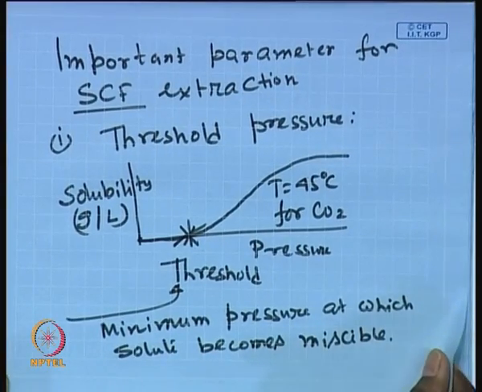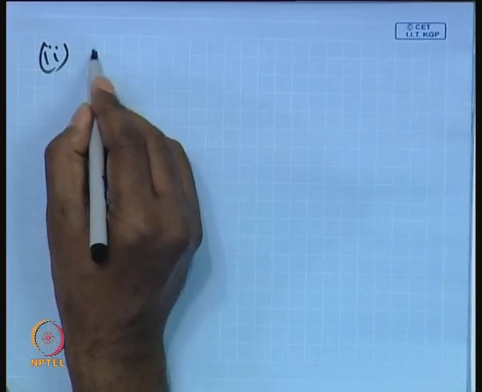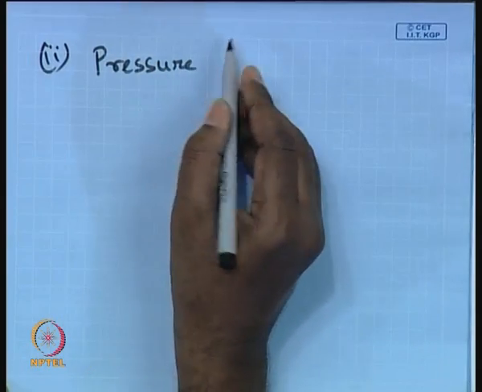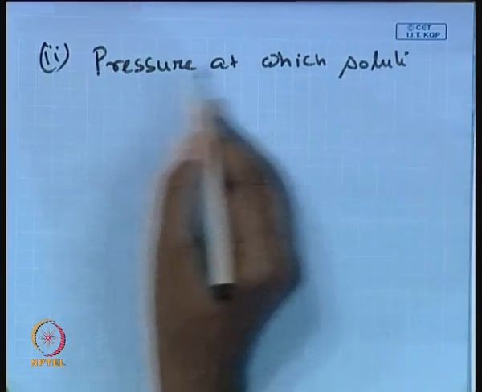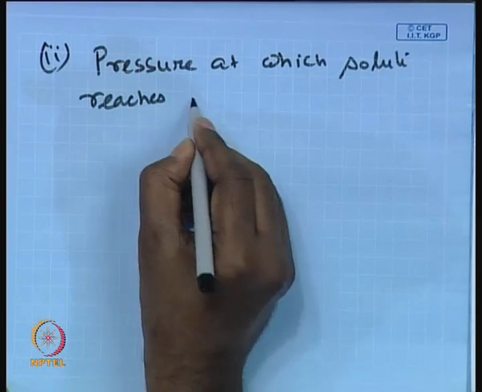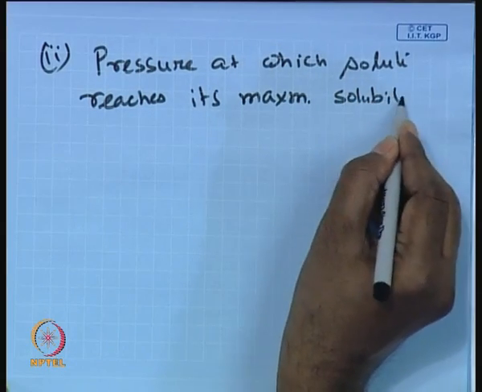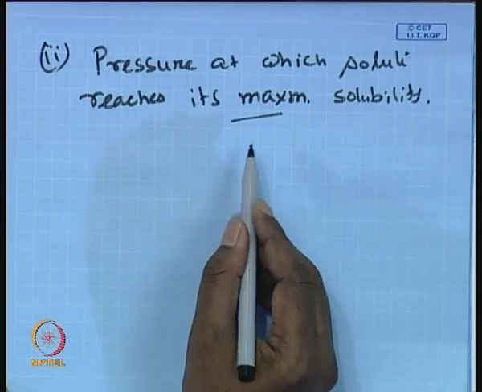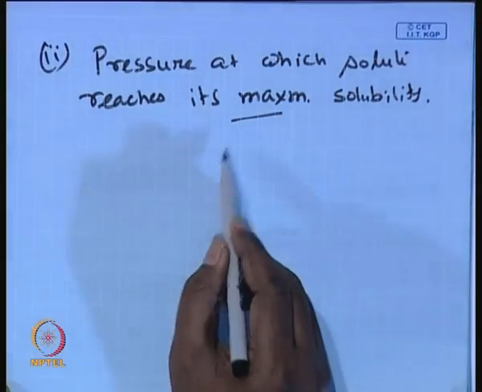Okay. The second one is the pressure at which you get the maximum solubility. That is a very important parameter. Pressure at which the solute reaches its maximum solubility. Okay. This is a very important parameter. That means, if you can identify the pressure where the solubility is maximum, you need not go for higher pressures. Okay. So, that gives a limit on the operating condition at which you are operating the system.